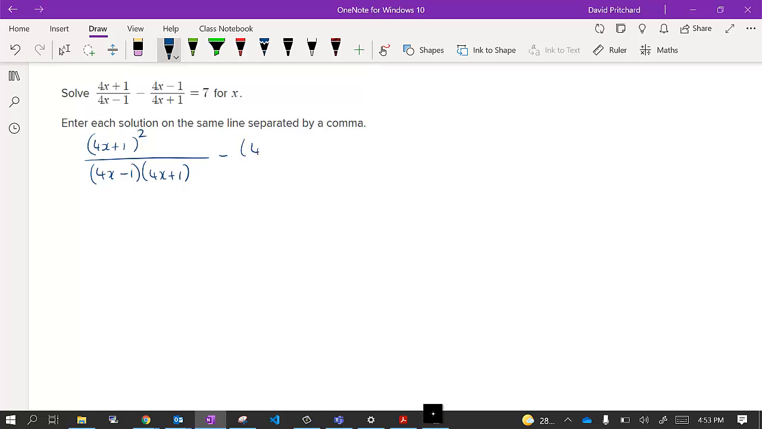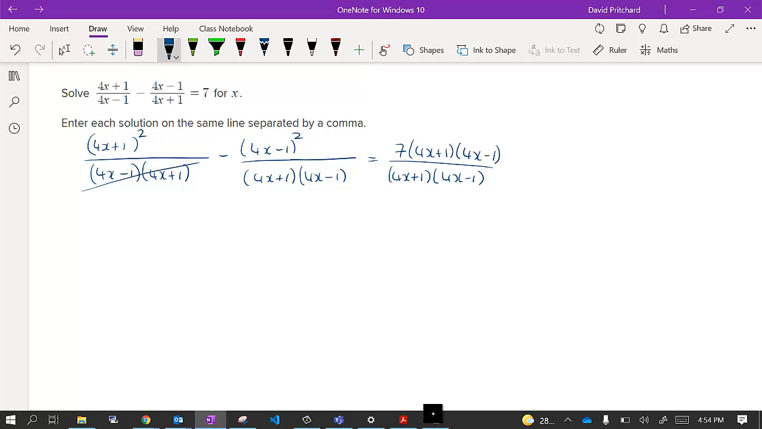Now we've got 4x take 1 on 4x plus 1. We'll have to multiply on top and bottom by 4x take 1 this time. So 4x take 1, and that will make that 4x take 1 squared. And finally with 7, we'll have to multiply by both to get it on that denominator. So multiply on the denominator by 4x plus 1 and 4x take 1, and the same on top, 4x plus 1, 4x take 1. And now we've got that common denominator across all three terms.